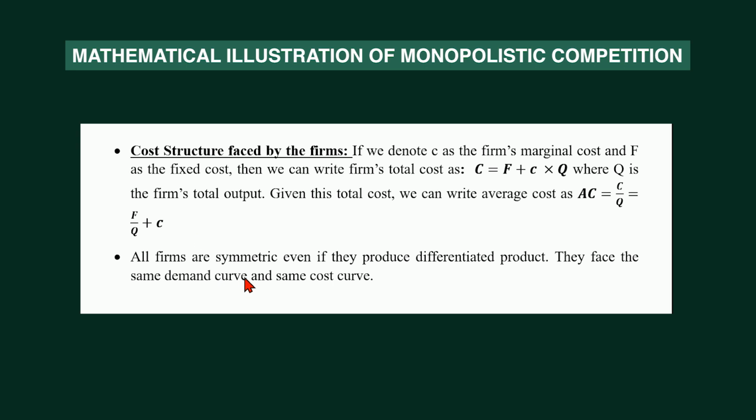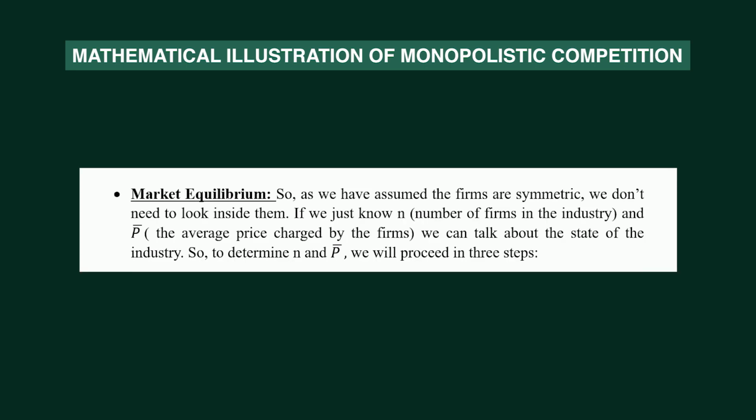And the firms are symmetric. This is what I explained before. So now how to get the market equilibrium? As we have assumed that the firms are symmetric, we do not need to look inside them. If we just know the number of firms in the industry and P bar, the average price charged by other firms, we can talk about the state of the industry.